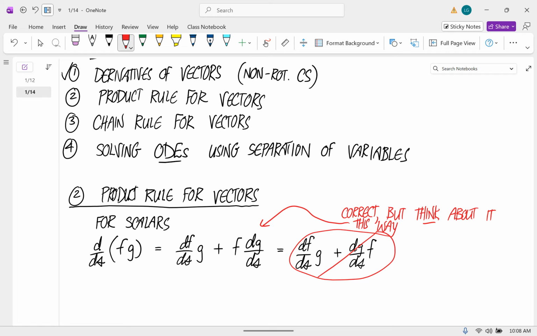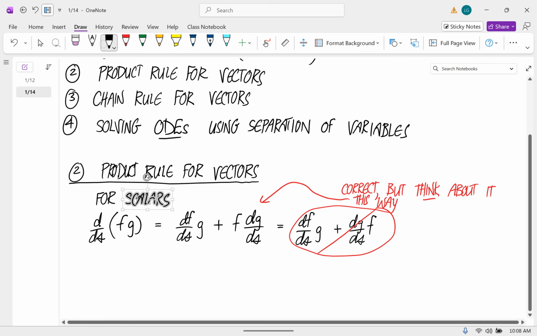The reason for that is that when you're multiplying vectors, there are multiple ways to multiply vectors. One is the cross product, and with the cross product, order matters. A vector f crossed with a vector g is not the same thing as the vector g crossed with the vector f. That's why you want to keep these in the same order. I'm talking in the abstract right now, but I'll show you what I mean.